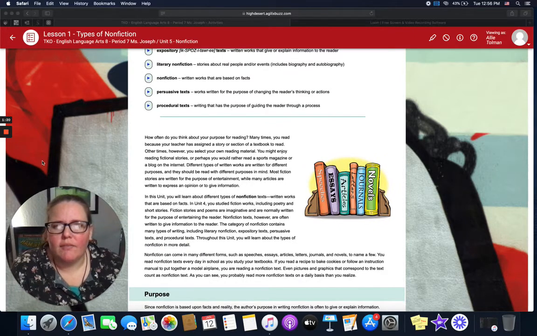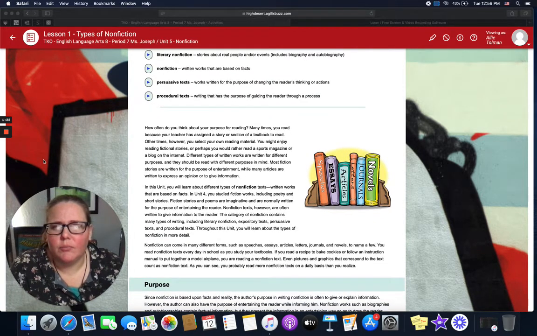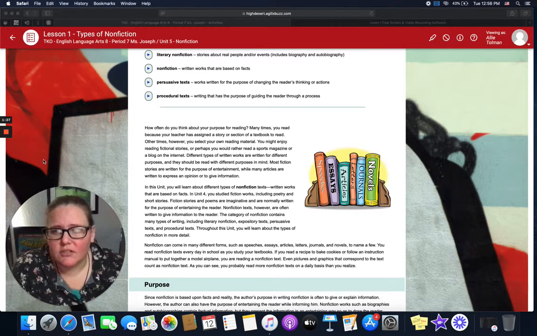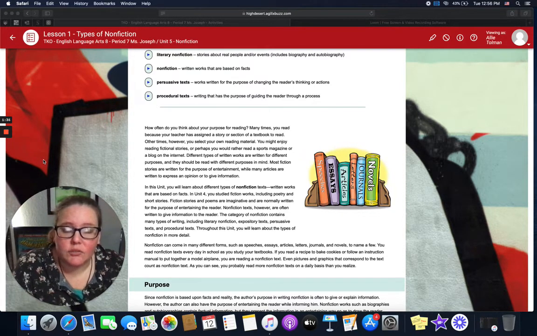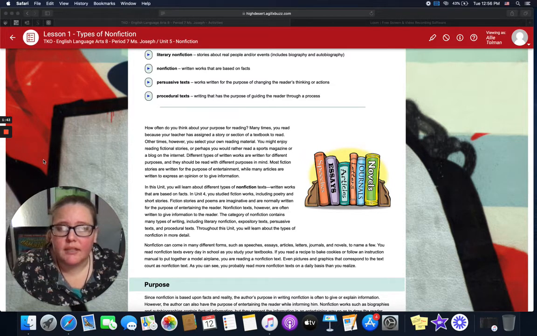So how often do you think about your purpose for reading? Many times you read because your teacher has assigned a story or section in a textbook to read. Other times, however, you select your own reading material. You might enjoy reading fictional stories, or perhaps you would rather read a sports magazine or a blog on the internet. Different types of written works are written for different purposes, and they should be read with different purposes in mind.